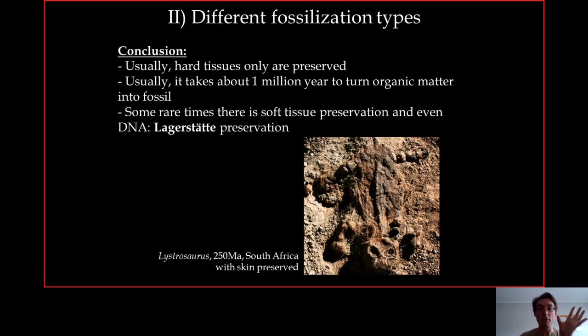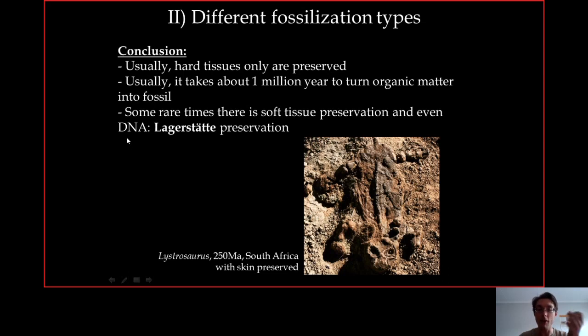Those different types of fossils, usually what they have in common is that only hard tissue is preserved. But it's not the case, for example, in trace fossils. Usually, it takes about 1 million years to turn organic matter into fossils. But I told you that sometimes pollen grains can be not fossilized after dozens of millions of years. And it also happens that we can find DNA sometimes in very old dinosaur bones. So I'm telling you that it takes on average 1 million years, but it can take much longer.